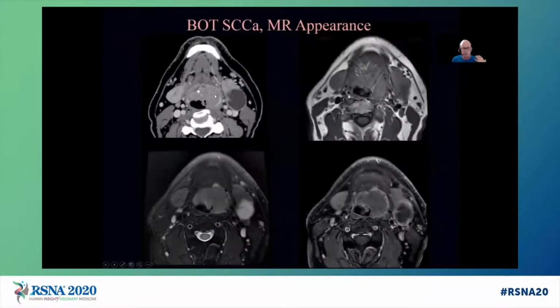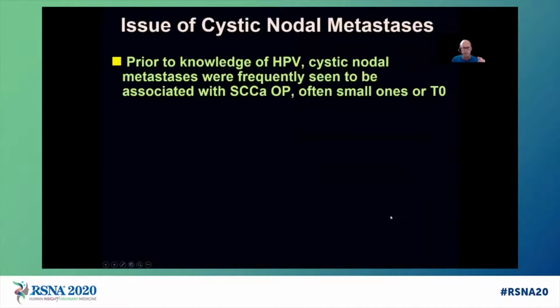Just an example of a tongue-based cancer, a mostly exophytic tongue-based cancer. We can see it on CT, but this is the MR findings. T1 isointense, mild to moderate T2 hyperintensity, and not particularly striking, but perhaps some enhancement following gadolinium administration. I now just want to briefly mention the issue of the cystic nodal metastasis.